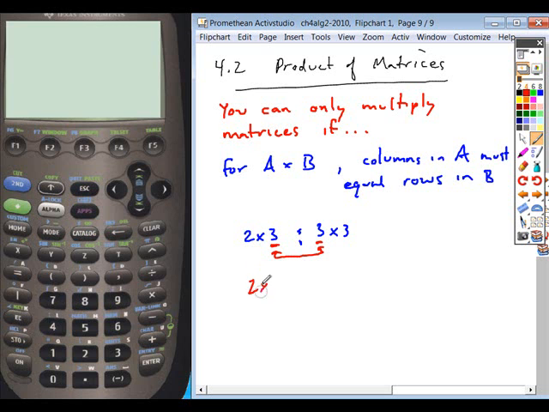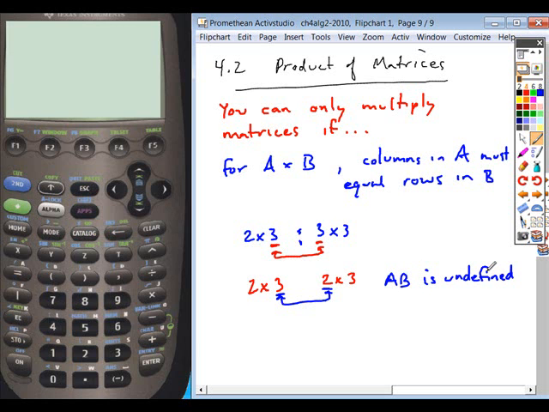How about a 2 by 3 and a 2 by 3? No. Once again, when you think about the dimensions, look at these two elements right next to each other. Are they exactly the same? If they are not, then you would say that this product AB is undefined, because it does not fit that particular pattern.